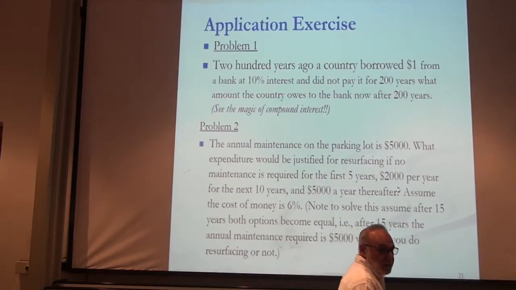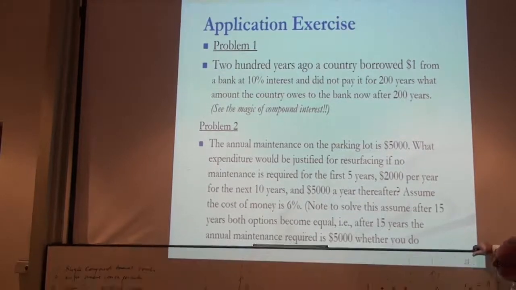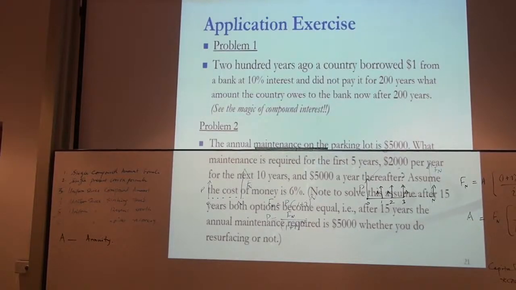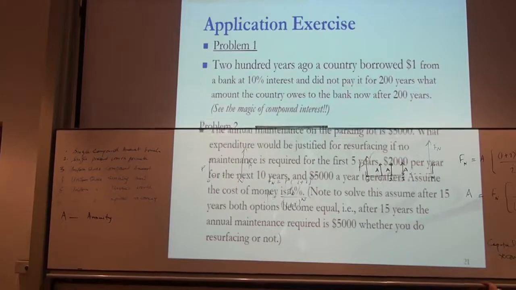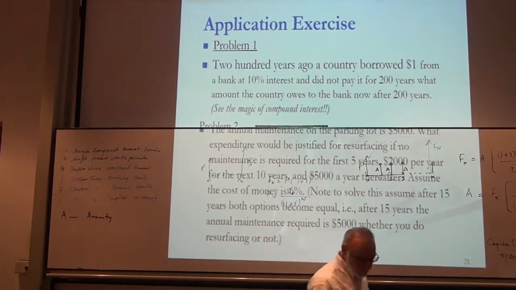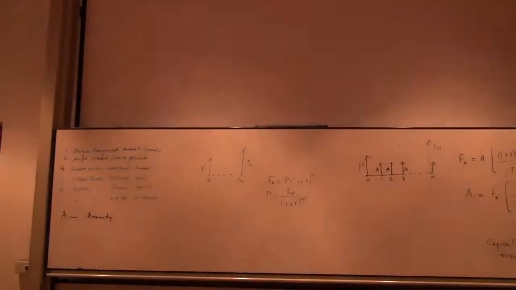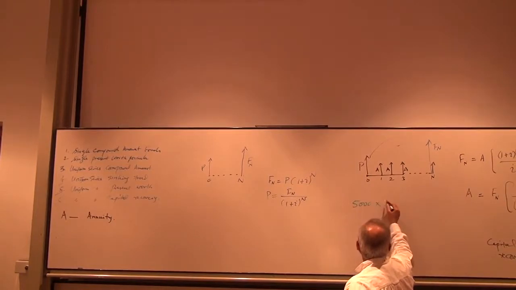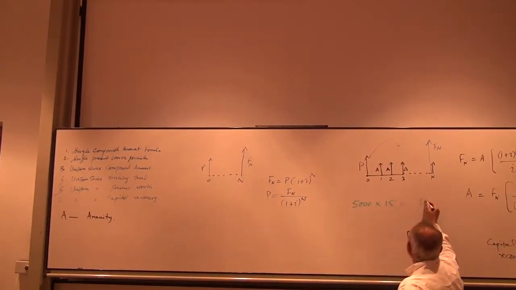All right? So if there is no time value of money concept, you see these interest formulas are because of the time value of money concept. So if there is no time value of money, then you can say that $5,000 for 15 years is about $75,000.